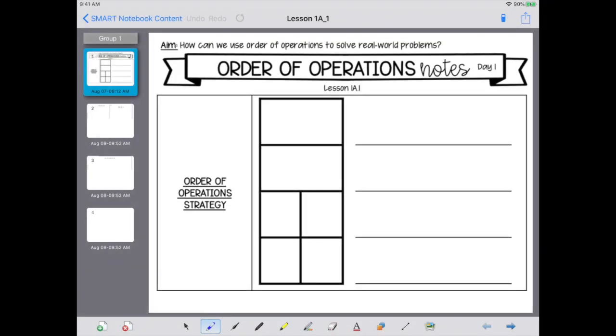Let's get to it. So today we're going to be talking about lesson 1A.1, so unit 1, lesson 1. Your aim is how can we use order of operations to solve real world problems. So this is your first lesson of 7th grade. It's just a review of 6th grade material.